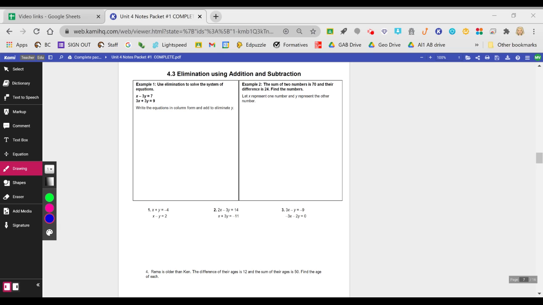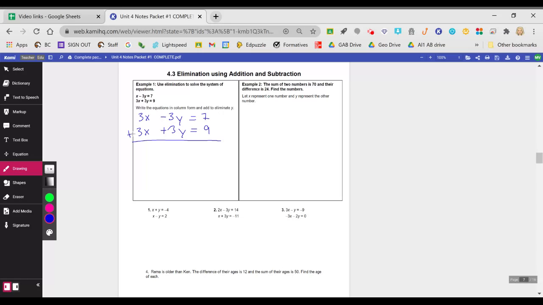So example 1, use elimination to solve the system. What we want to do is eliminate a variable. So I'm going to write the equations just as they're given here. You always want them to be in the same order. In this case, they're both in standard form. And what I'm going to do is add, and I add vertically.